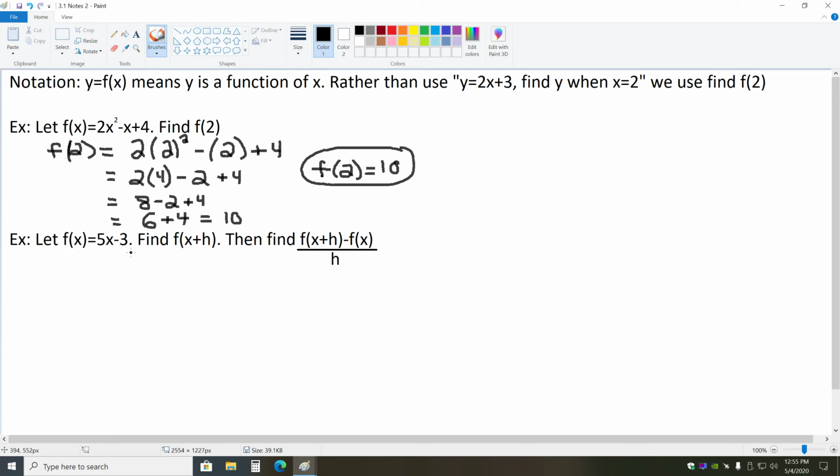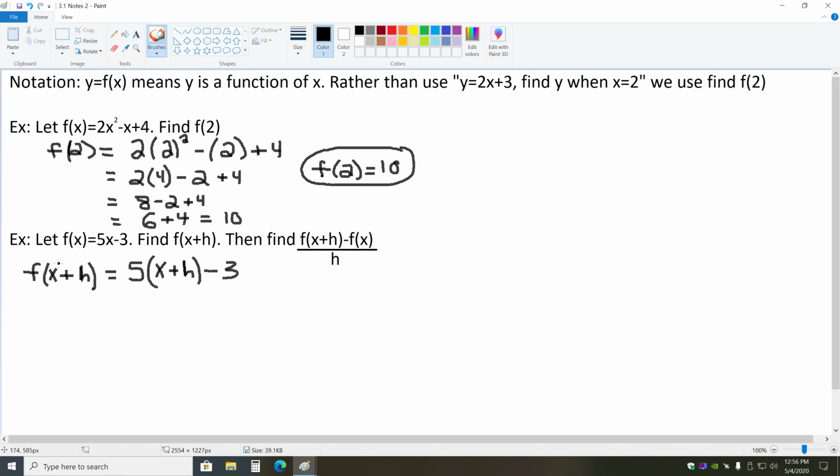For the next one, we have f of x equals 5x minus 3. We want to find f of x plus h, and then we want to find f of x plus h minus f of x all over h. To find f of x plus h, it's going to work the same way as when we found f of 2. We're plugging in x plus h everywhere we see an x in the original problem. So that's going to give us 5 times the quantity of x plus h minus 3.